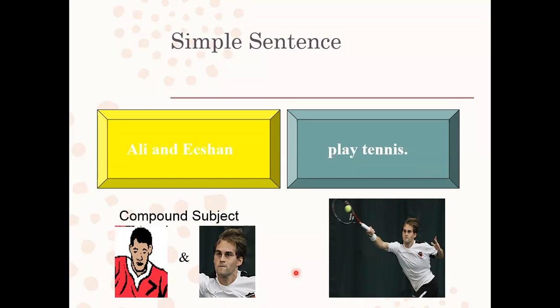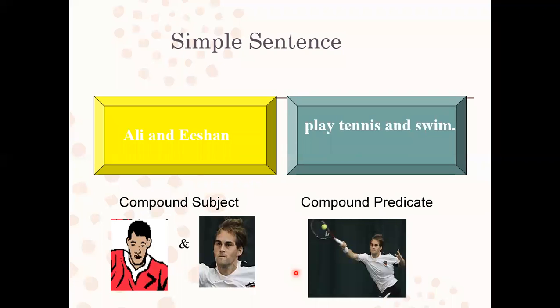Whenever you make a simple sentence, you use one subject and one predicate. That is the first structure. The second structure is two subjects, one predicate. Like in this example, Ali and Ishan, two subjects, and play tennis, one predicate. In this sentence, Ali and Ishan are called a compound subject. Ali and Ishan play tennis and swim. In this sentence, Ali and Ishan are a compound subject and play tennis and swim are a compound predicate.